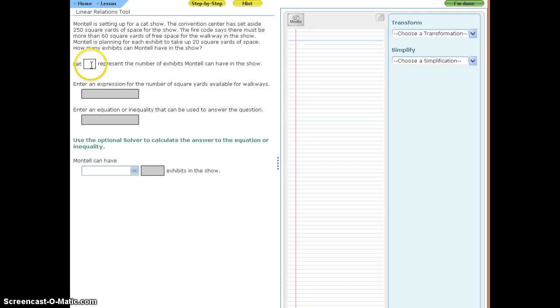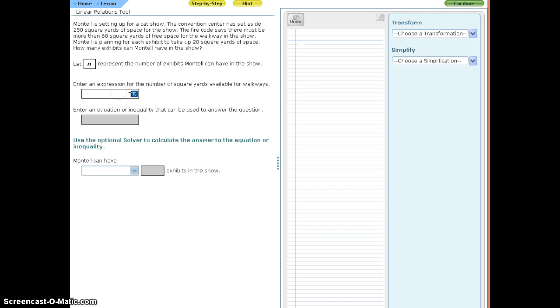So let blank represent the number of exhibits Montel can have in the show. This is the thing we're trying to find, and it's an unknown value. So this is where I would use a variable. I might call this x. I could use a different letter, like n, since it's the number of something. Maybe I'll use n. And that's fine.